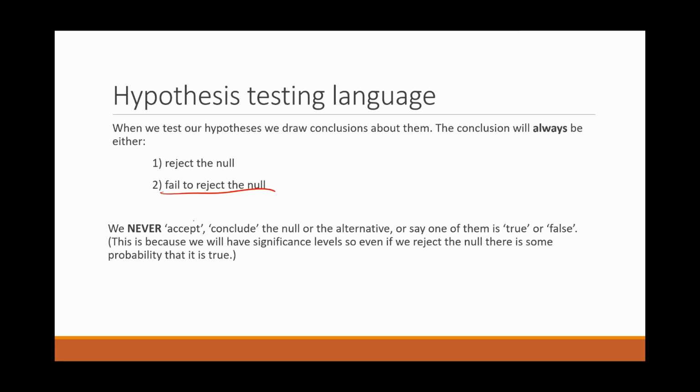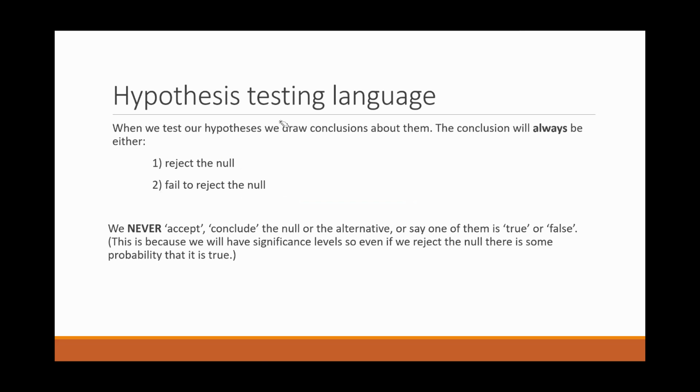We never accept the null or conclude with any certainty that the null is true or false. We are always going to come to a conclusion of either rejecting the null or failing to reject the null. If we reject the null, we're effectively concluding that the null is false, even though we don't know that it's false. We're just pragmatically rejecting it.